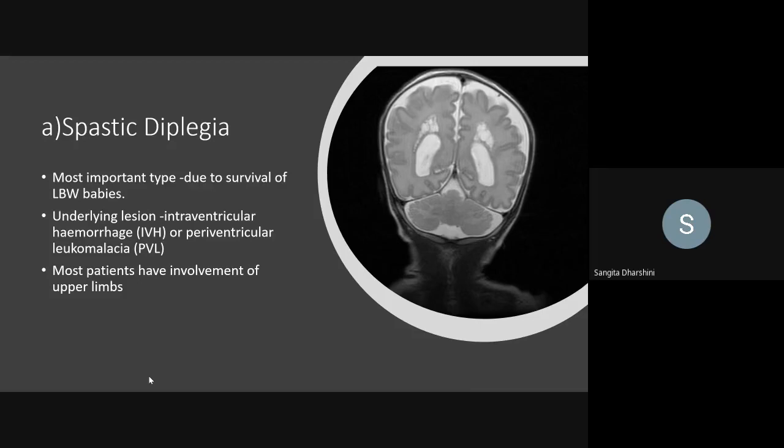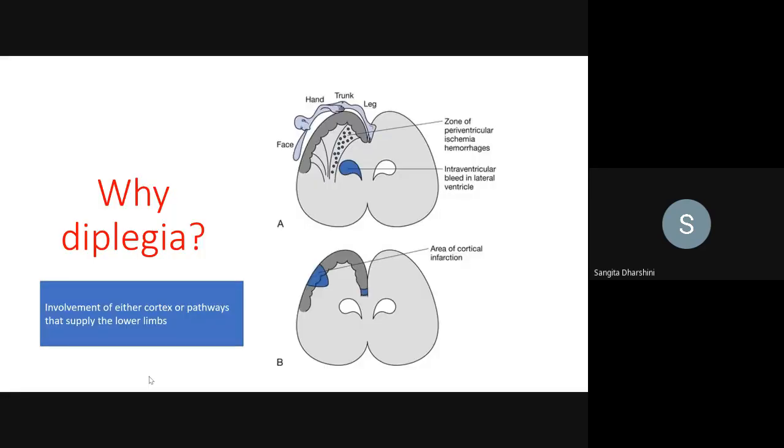Okay, so in spastic diplegia, because of the vulnerability, or what we call the selective vulnerability of the preterm brain along certain areas, these areas are predominantly the ones which are going to be involved. For example, the intraventricular hemorrhage and the periventricular leukomalacia. Those are the vulnerable areas where the babies would get injury. So in spastic diplegia, most of the babies would have involvement of the lower limb. This is because there is an involvement of the cortex which supplies the neural fibers to the lower limbs, or there's an involvement of the pathways that supply the lower limbs.